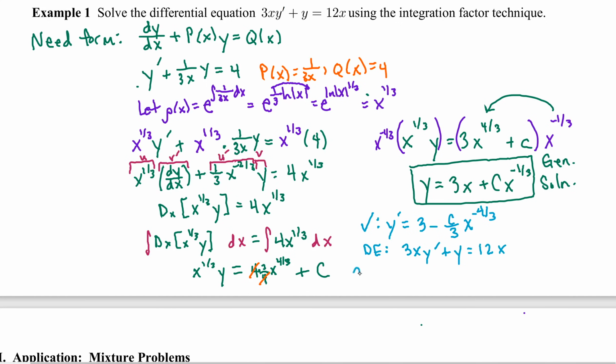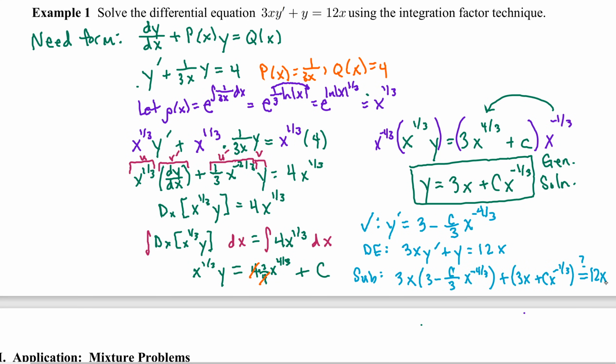So let's go ahead and substitute our y and our y prime in to see if we get a balanced equation. So I'm going to replace y prime with 3 minus c over 3 x to the negative 4/3, and I'm going to replace y with 3x plus cx to the negative 1/3. And we want to find out, does that give us 12x?